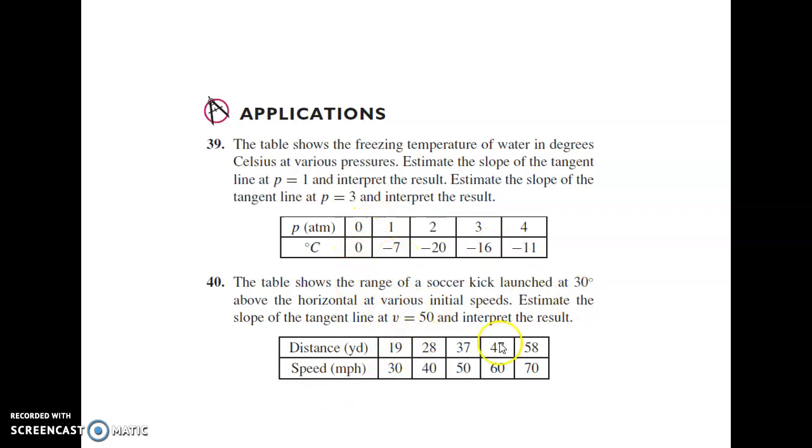So here also you are asked to find the slope of the tangent line at v equal to 50. That means this value, which is here. Okay, I will take up more detail. I will solve one example out of these, then it will be clear in the live class. In the meanwhile, you try these questions.